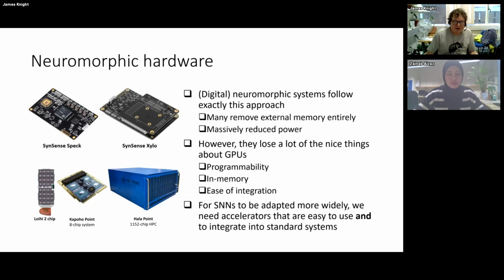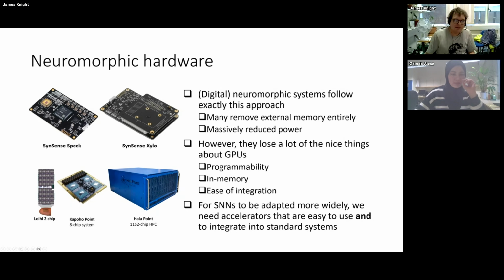And some of you might have heard of neuromorphic hardware. These are basically systems designed specifically for spiky neural networks. There are analog neuromorphic chips, which are a whole other cool thing that isn't really in scope today. But basically, digital neuromorphic chips are not magic at all. They follow exactly the approach I said on the last slides. They typically remove external memory entirely and add large amounts of on-chip memory, and they take advantage of all the types of sparsity, and they use reduced precision types. And this results in massively reduced power.